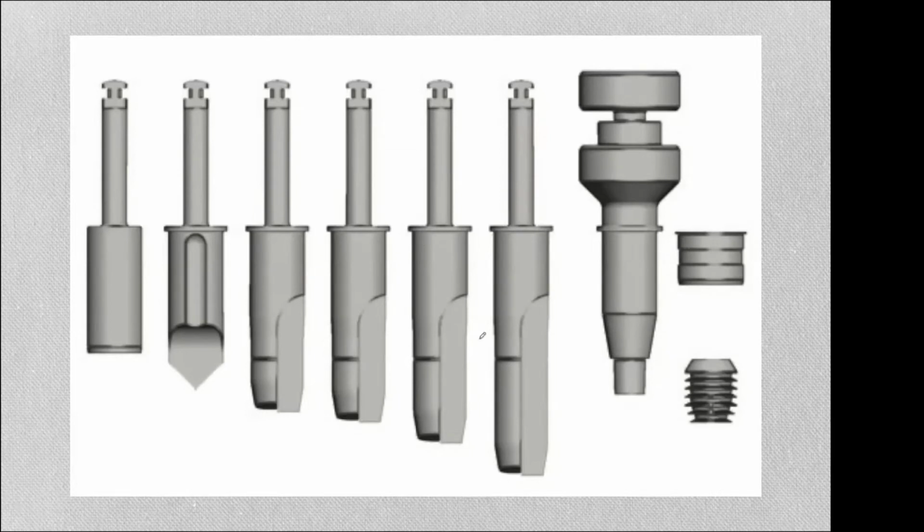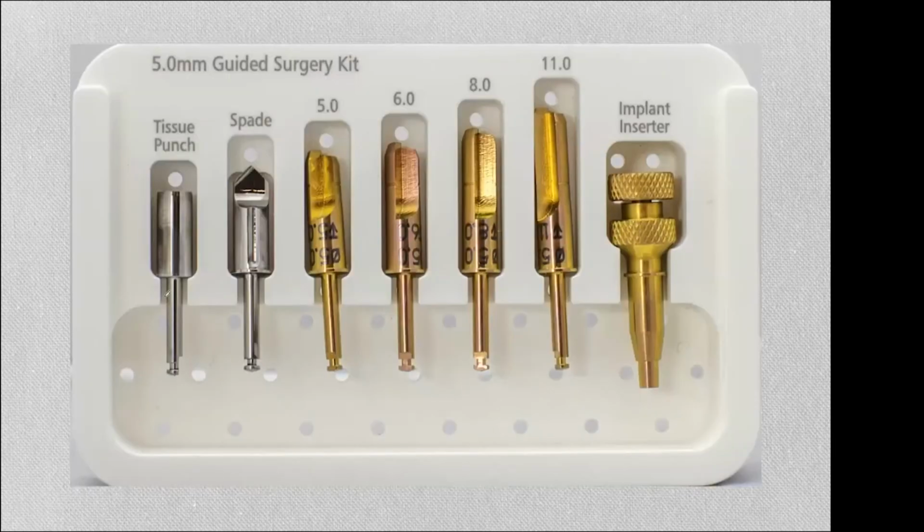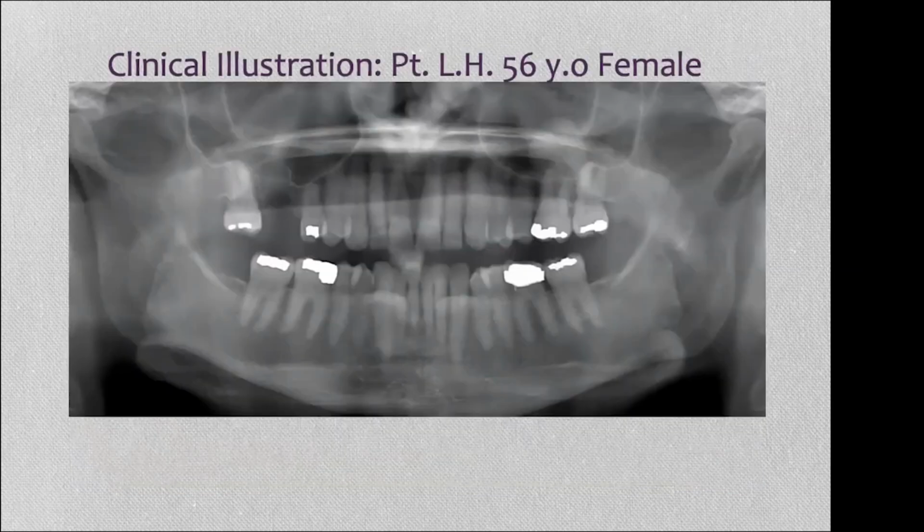Okay, so we place our implant as though it's, let's say, a 4x5, a 5x5, or a 4.5x5, and we use the appropriate kit. In this case, we're going to place an implant in the maxillary right first molar area.